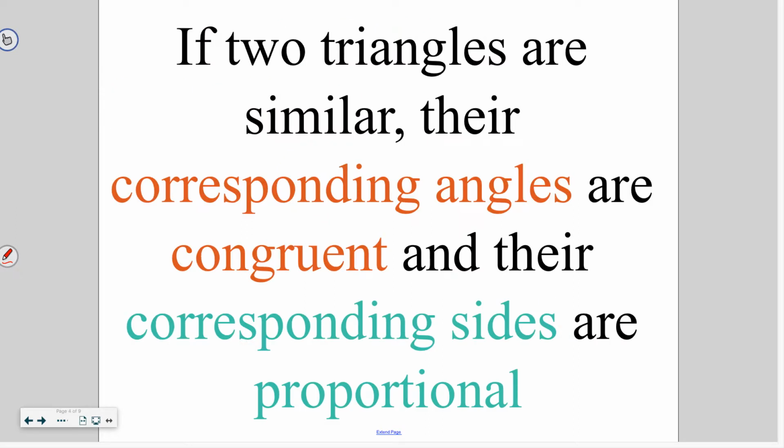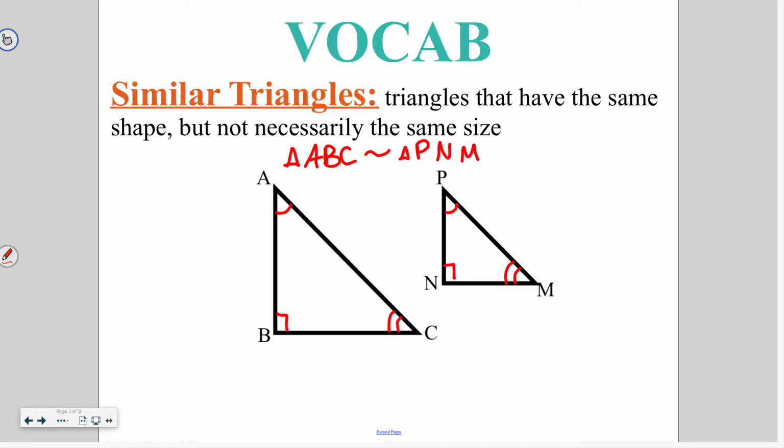The corresponding sides are proportional. So what that means is I can multiply or divide by the same value to get from side to side. For example, if I said this big triangle had measurements of 6, 8, and 10, I could say that the smaller triangle is half that size, say 3, 4, and 5.